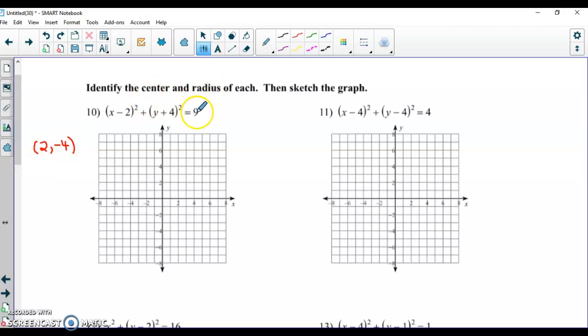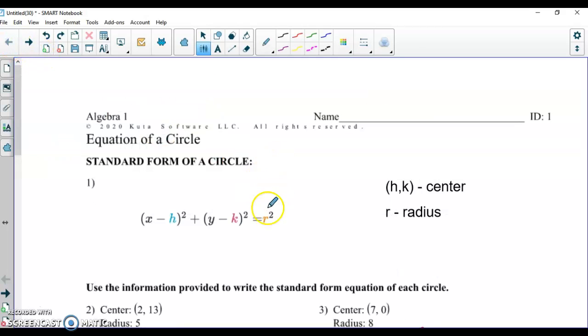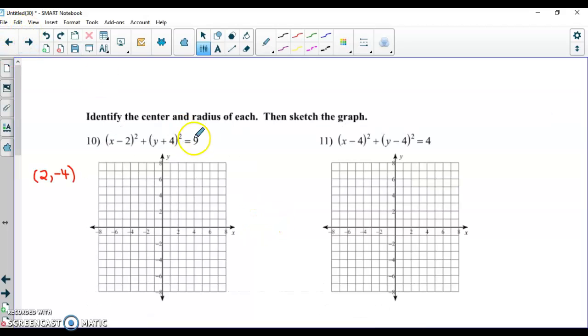The next thing we want to find is our radius. And remember, that's on the other side of the equal sign. I see a 9 here, but if you remember, the equation actually has r squared in it. Whatever number is here represents the radius squared. So technically the radius is not 9. The radius is going to be 3. Because 3 squared is 9.